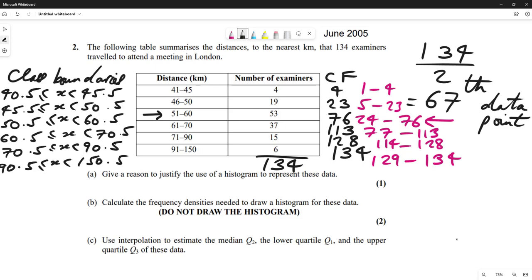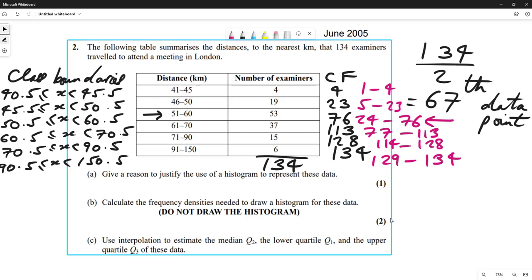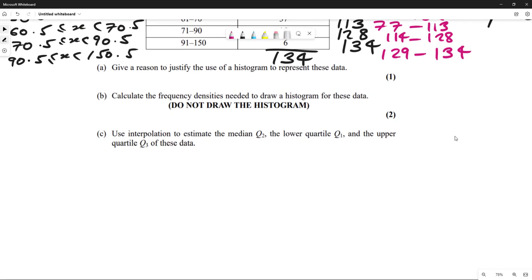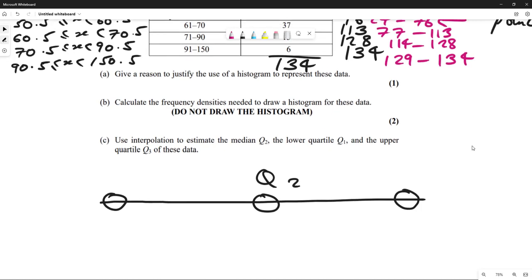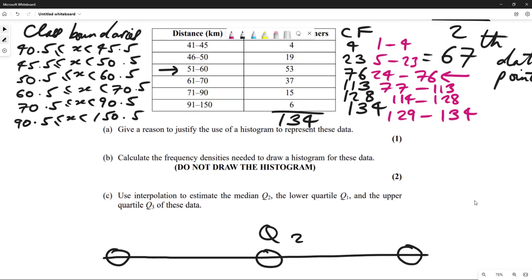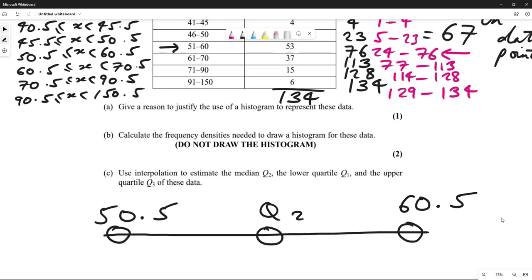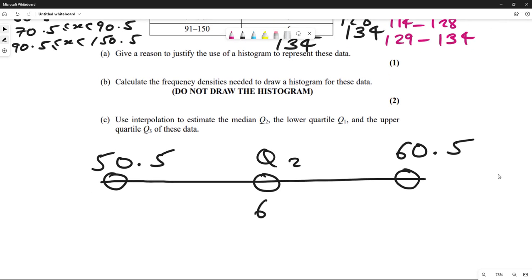So what we're going to do is draw a diagram. We draw a straight line like so, with 3 circles in it. We have Q2 here. Now we go to our class boundaries. The lower bound is 50.5 and the upper bound is 60.5. Now we said that half of 134 was 67. So that 67 goes on the bottom here.